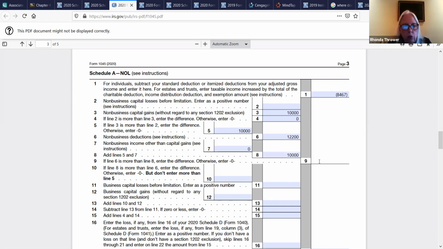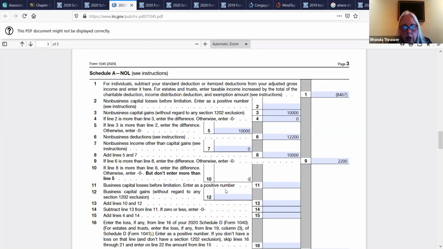And then we'll move on to line 9, which is if line 6 is more than line 8, and it is, enter the difference. So we subtract this from this, and it gives us 2,200. And then on line 10, it says if line 8 is more than line 6, which it is not, you're going to enter a 0. So on line 10, we got 0 entered here.